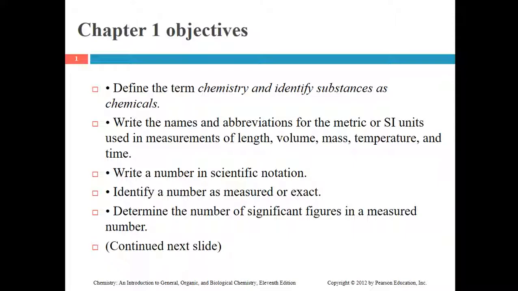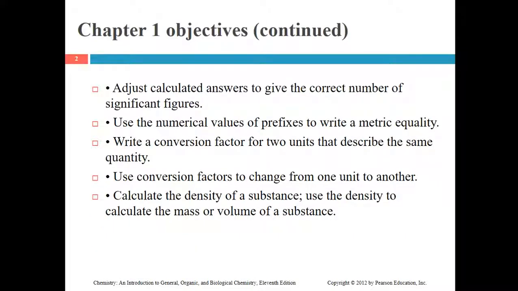Identify numbers as measured or exact. Determine the number of significant figures used. We're going to adjust calculated answers once we've done our calculations to make sure that our answer is in the correct number of significant figures. We're going to use the numerical values of prefixes and write a metric equality. So, 12 inches is how many millimeters, or whatever kind of conversions. We're going to be able to write a conversion factor for two units that we can then use when we're doing dimensional analysis to convert from one unit to another.